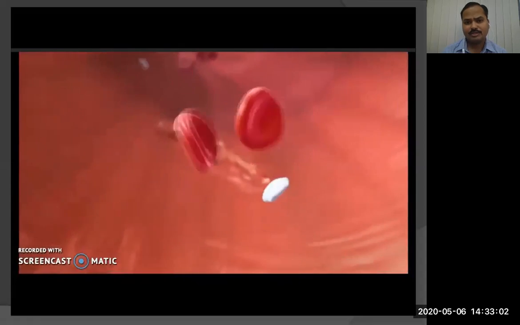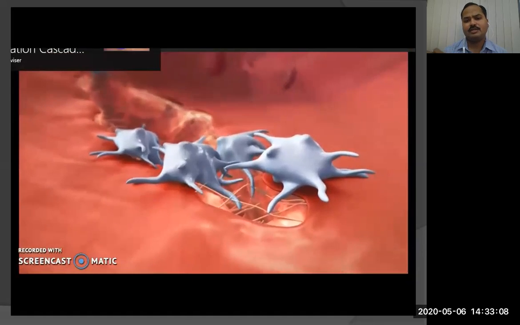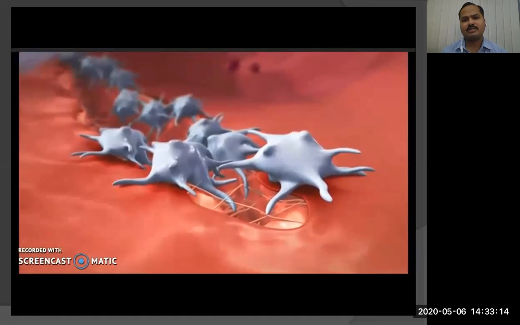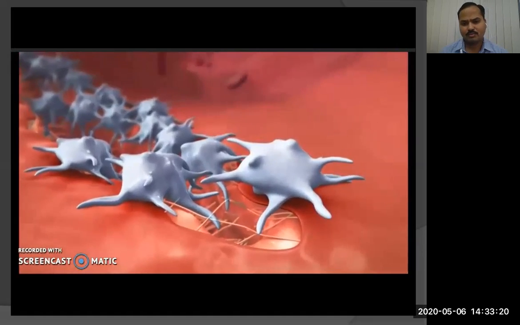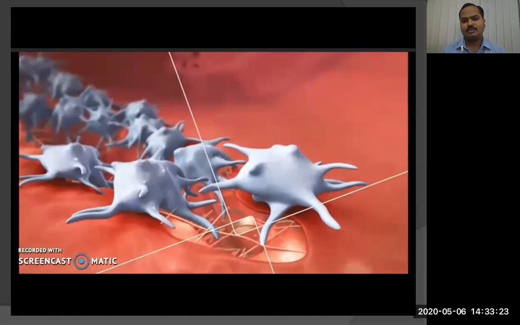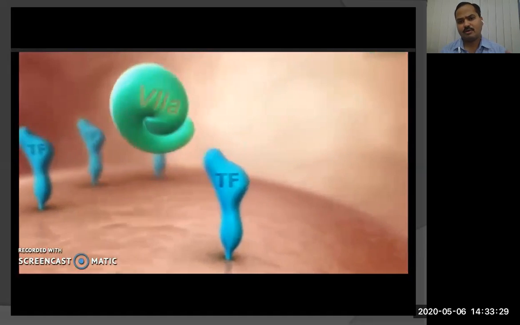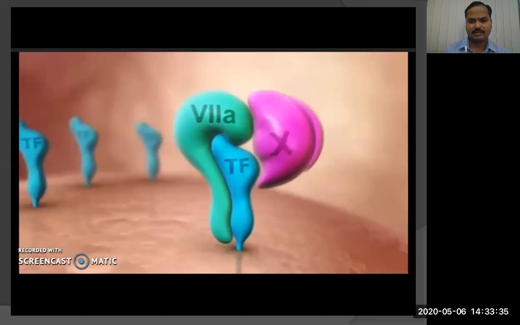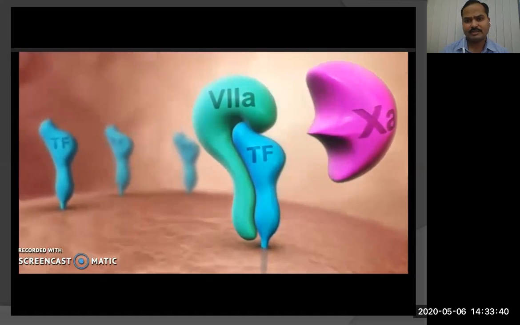Then I have another video which shows the coagulation factors at the site of injury. The platelets have various pseudopodia-like processes which help the platelets to get aggregated at the site of injury, which is an irregular area. The intrinsic and the extrinsic pathways and their coagulation factors utilize the tissue factor, and factor 7 combines with the tissue factor and gets activated, and then factor 10 gets activated and is also attached to that, and this complex is formed in the extrinsic pathway.